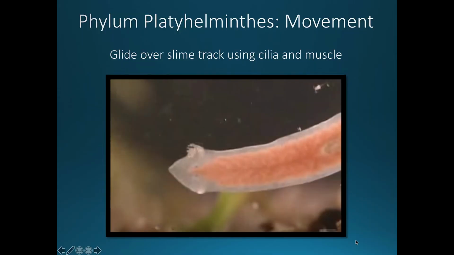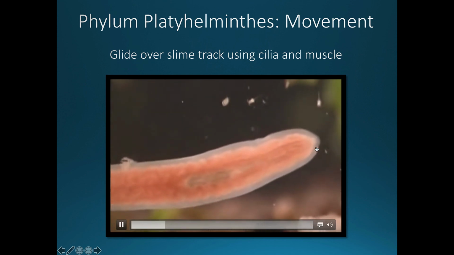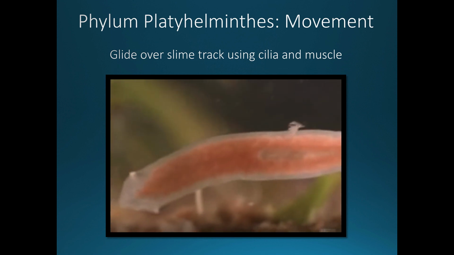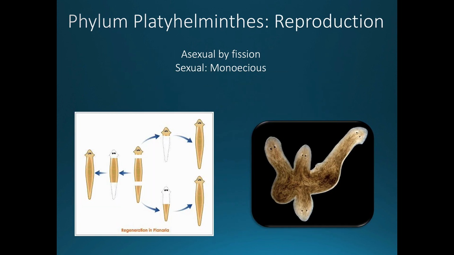Okay, let's move to how members of the Platyhelminthes move. They essentially will glide over a slime track, using their cilia and muscles to pull them across. So let's go ahead and take a look at the video here. So they're attached to the surface, and by muscle contraction and relaxation, they will push themselves, they will glide themselves across the surface here.